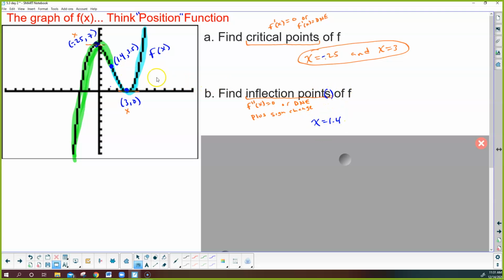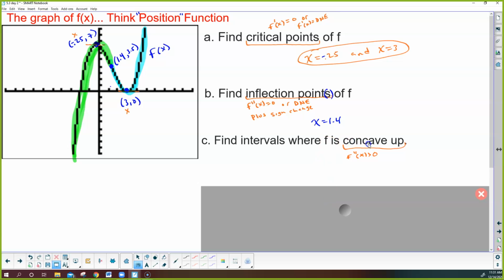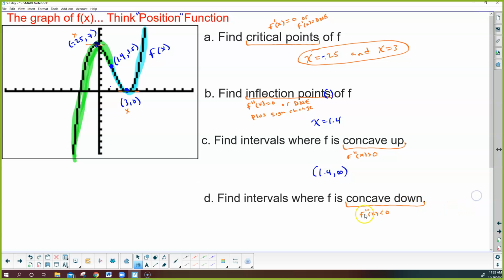If they wanted the x and y values, we could put the x and the y values there. I'm just going to put the x's here. Well, then find the intervals where f is concave up. That's the blue portion of the graph. So from 1.4 all the way to infinity. And then where is the function concave down? That's the green part of the graph from negative infinity to 1.4.